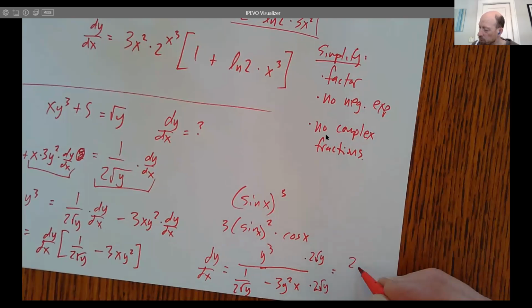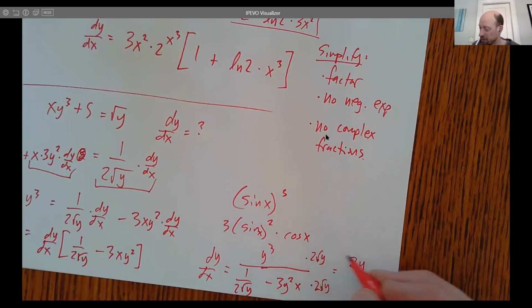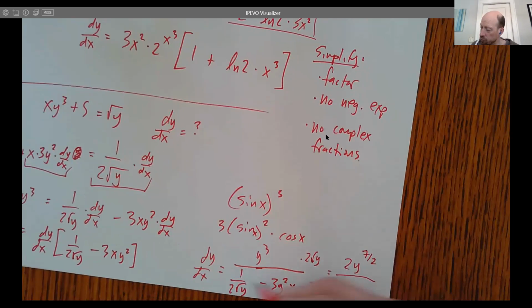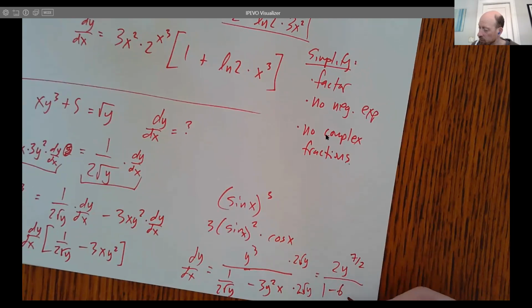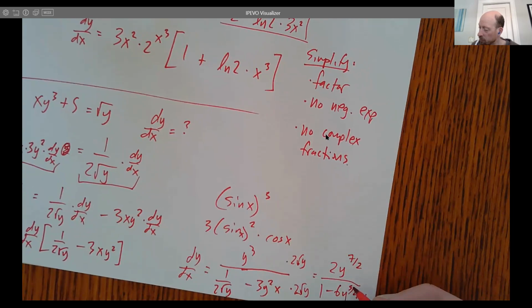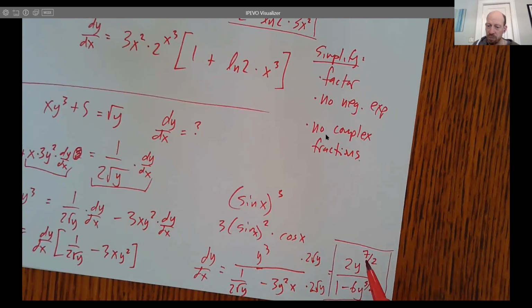You'd end up with 2. This is 3, and this is 1/2, so that's 7/2. The 2 square roots of y would cancel there, and you get 1 minus 6 y to the 5/2 times x. I ran out of room. Got a little messy. But that's not actually necessary here, right? This answer is just fine for implicit differentiation.